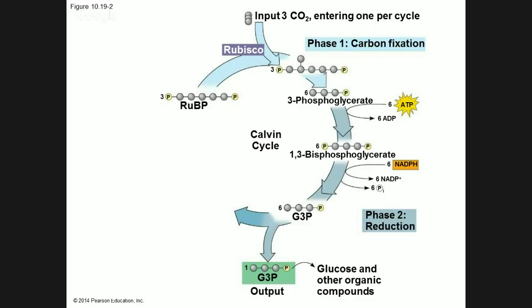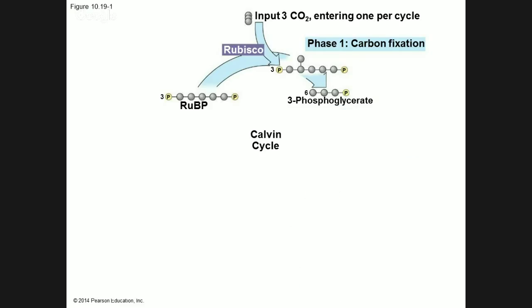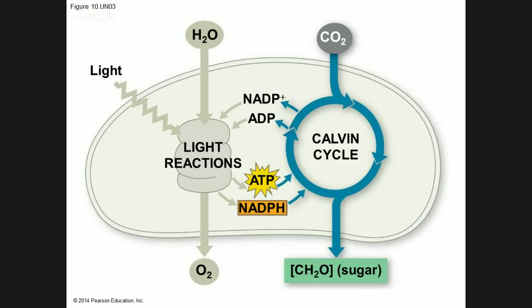But here we have G3P. We have 6 of them. At the end of the reduction phase, we have 6 G3P. What then happens to the NADP plus? It goes right back to the light reaction.